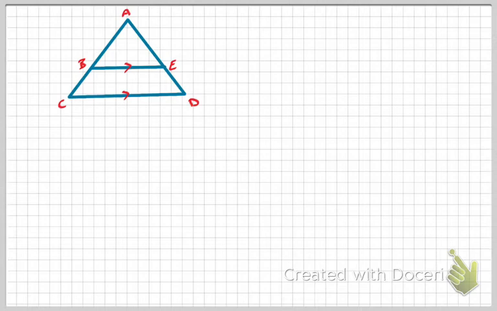That would be angle A. So both of our triangles actually are going to start with A. That's how I would do it anyway. And let's go ahead and name the bigger one. So ACD. Now again, we have parallel lines.